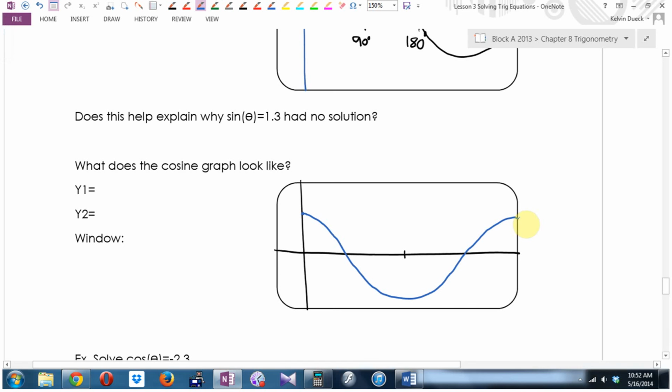What angle do you think is right there? When is it at the bottom? How many degrees? 180. When is it at the top? At 0 degrees and at 360 degrees. When is it 0 high? 90 degrees.